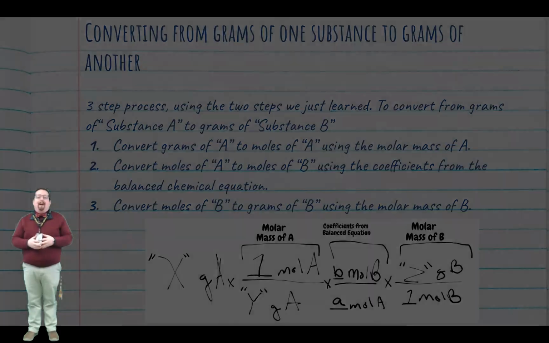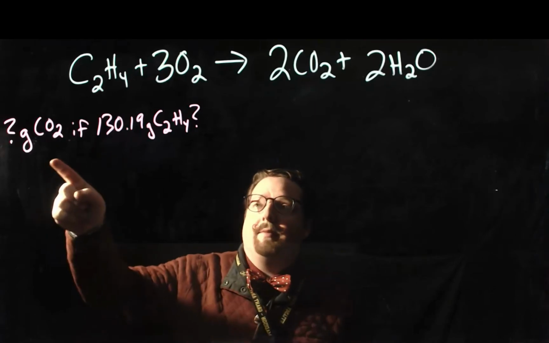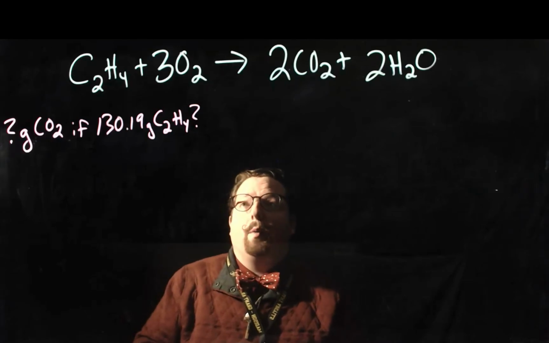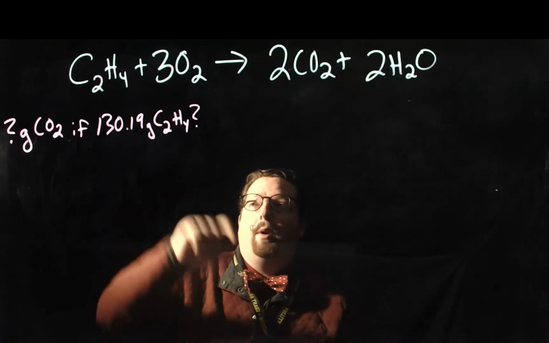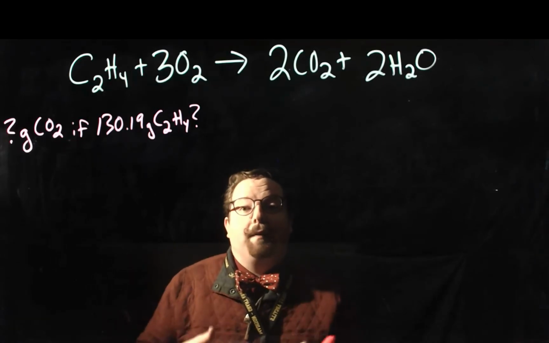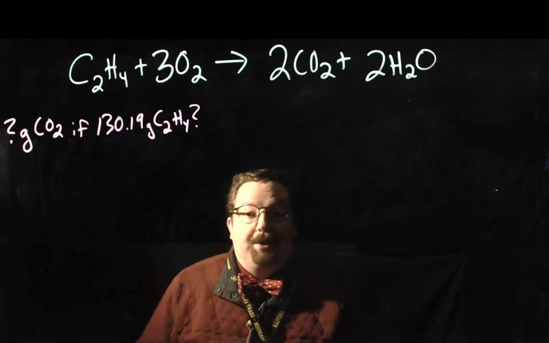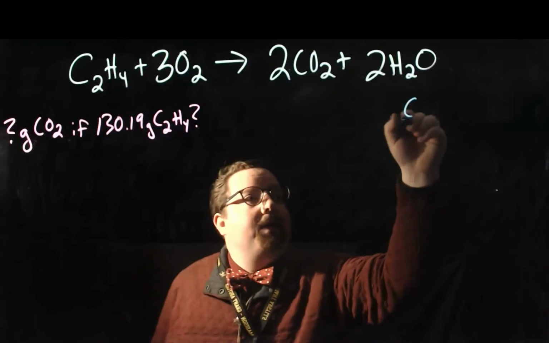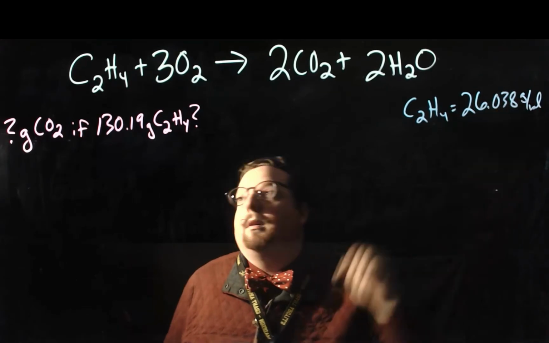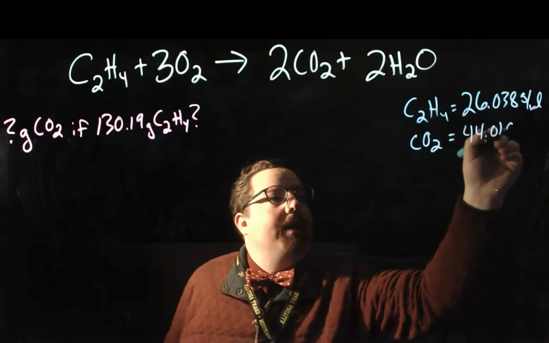Let's go do an example of that. All right, here we go. Let's put it all together. If I want to know how many grams of carbon dioxide are going to be produced according to this reaction, if we completely react 130.19 grams of C2H4, we've got to go through a couple of steps. First step is you need to figure out the molar mass of C2H4 and CO2. The molar mass for C2H4 is 26.038 grams per mole, and CO2 is 44.01 grams per mole.